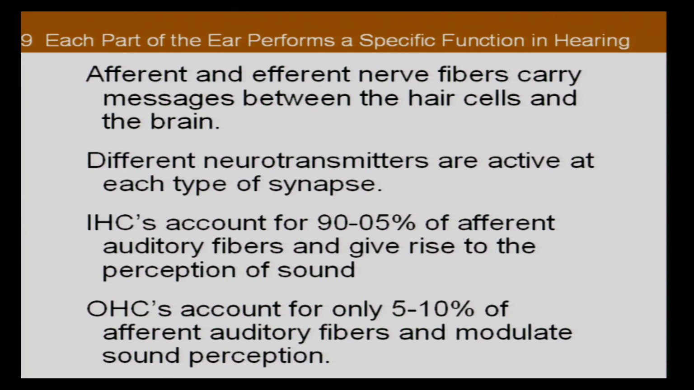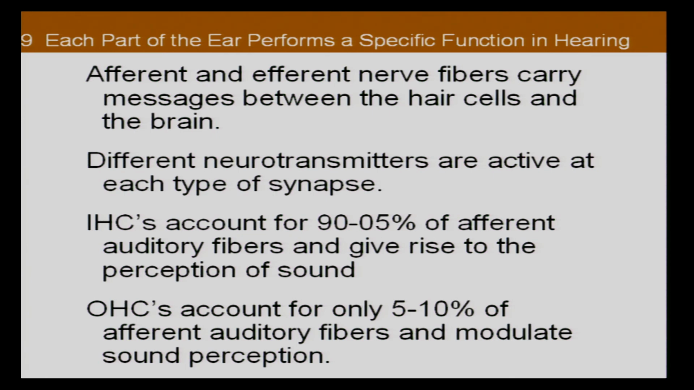Why? Because the inner hair cells account for 90 to, sorry, this should be 95%. I'll change that on the outline. 90 to 95% of afferent auditory fibers, and give rise to the perception of sound. So it's only the inner hair cells that are giving you all that stimulation through the primary auditory nerve that we'll talk about in a minute. The outer hair cells are not contributing to sound, but they're still useful. While they account for only 5 to 10% of the afferent auditory fibers, they're important for modulating sound.